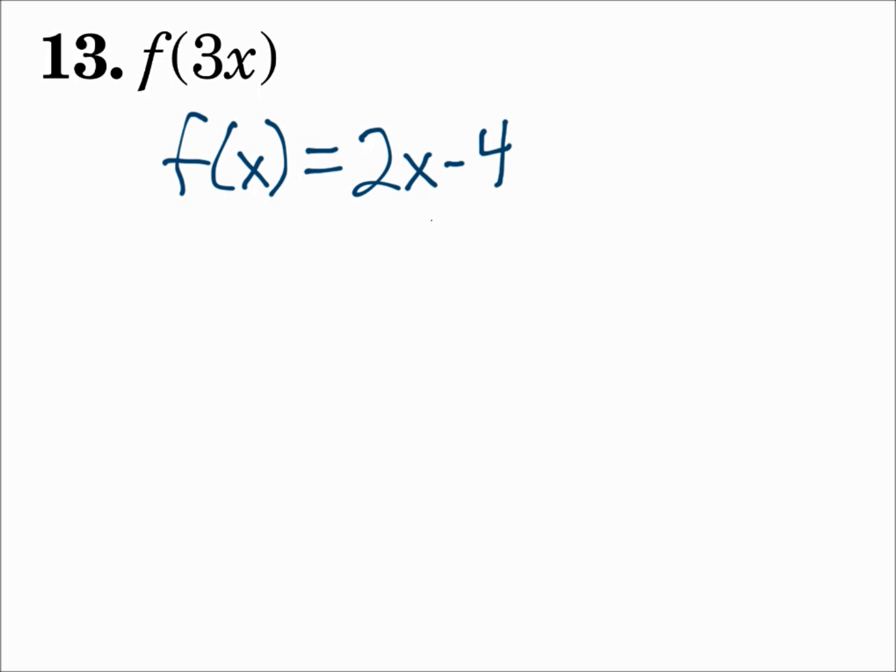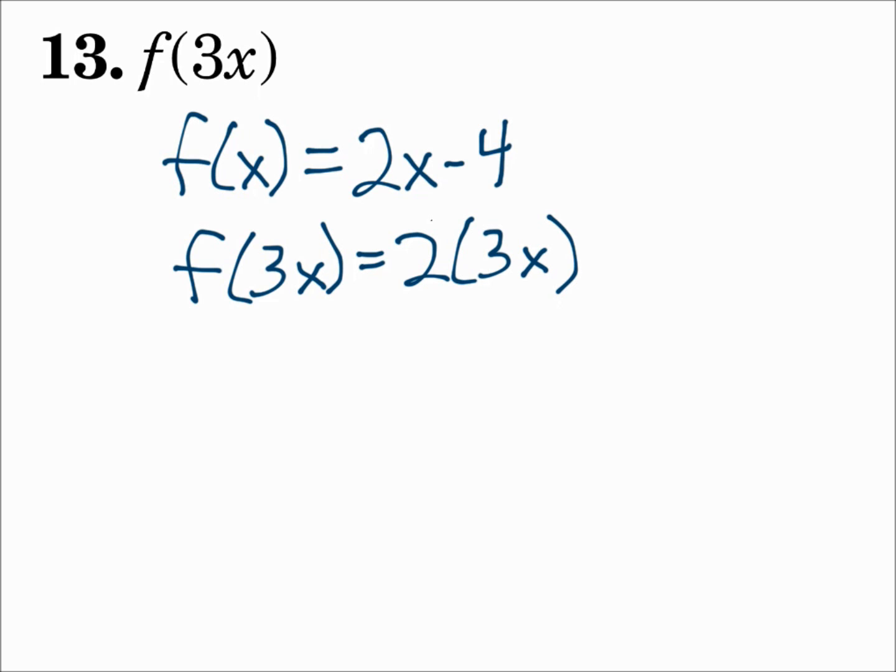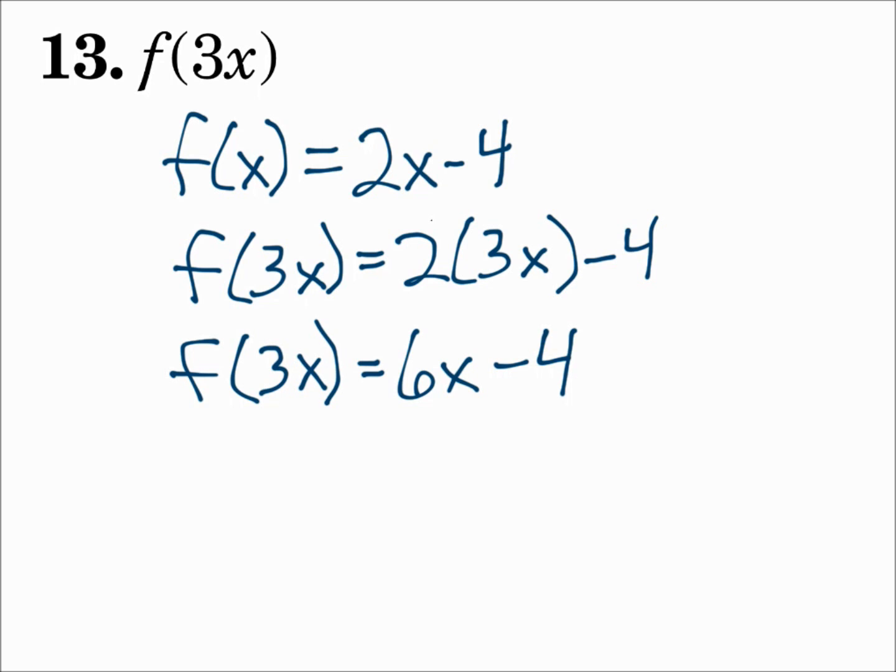Number 13 is a little bit different as well. F of 3x. So substitute 3x for the x. 2 times 3x minus 4. And 2 times 3x is 6x. And you're finished.